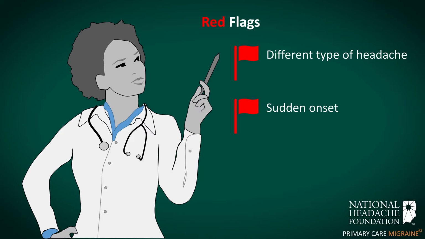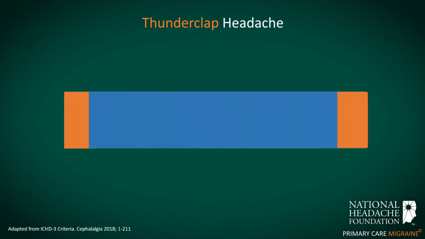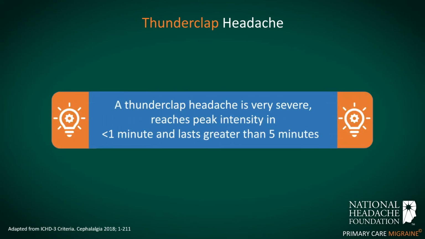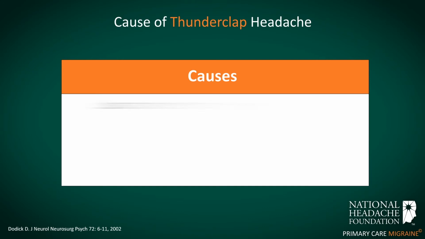Not only does this patient have a sudden onset headache, but it meets criteria for a particular type of headache called thunderclap headache. A thunderclap headache is very severe, reaches peak intensity in less than 1 minute, and lasts greater than 5 minutes. So our patient has had a thunderclap headache as their headache peaked within 45 seconds and lasted for 2 days. When one thinks of a thunderclap headache, one often thinks of a subarachnoid hemorrhage.